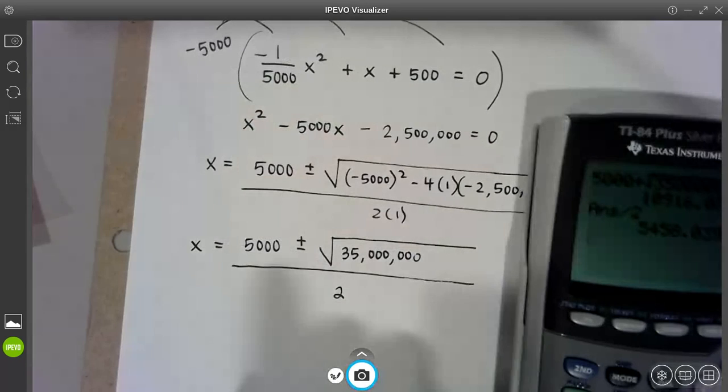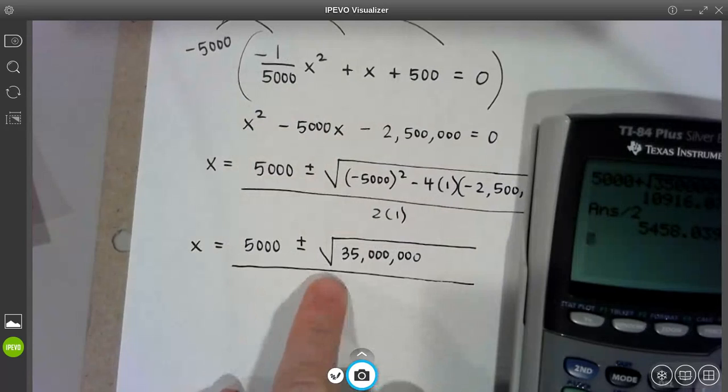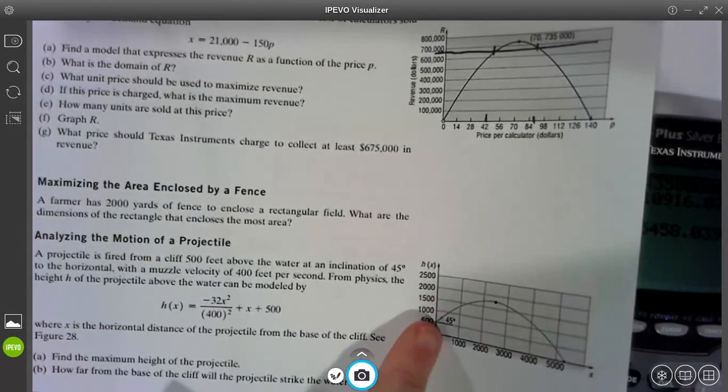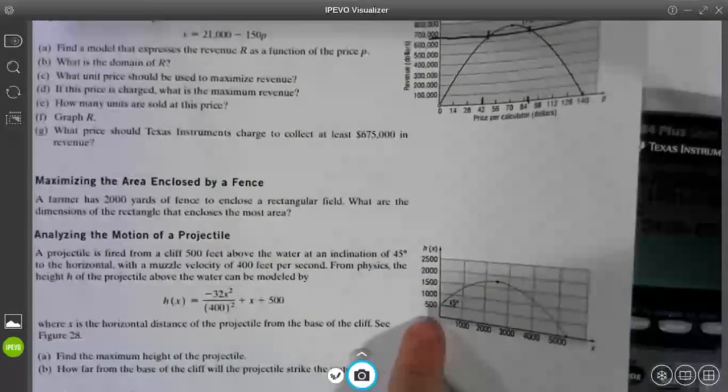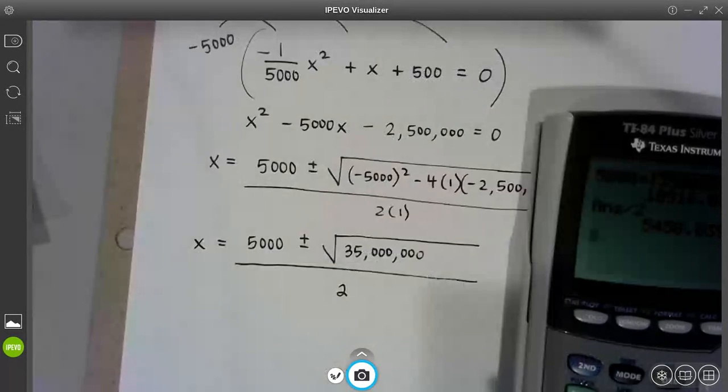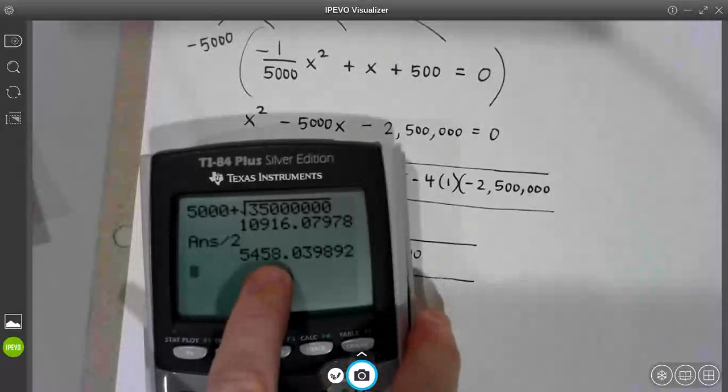If you do the other one, if you do 5,000 minus the square root, you get a negative number, because technically the negative number is back here. It's the number back here where it would have hit the water. So you don't even keep it. That would be your estimated answer if they asked for it.